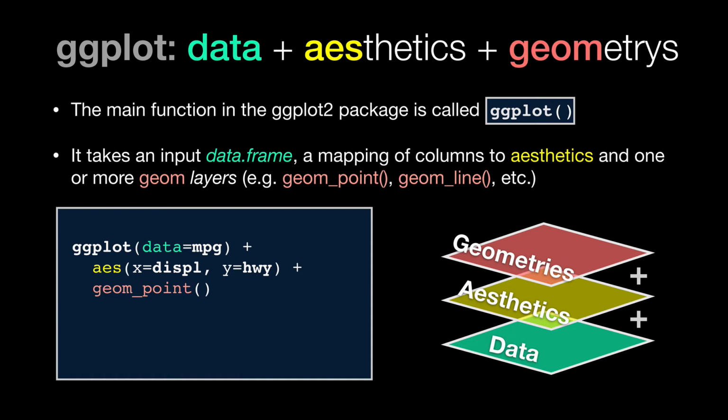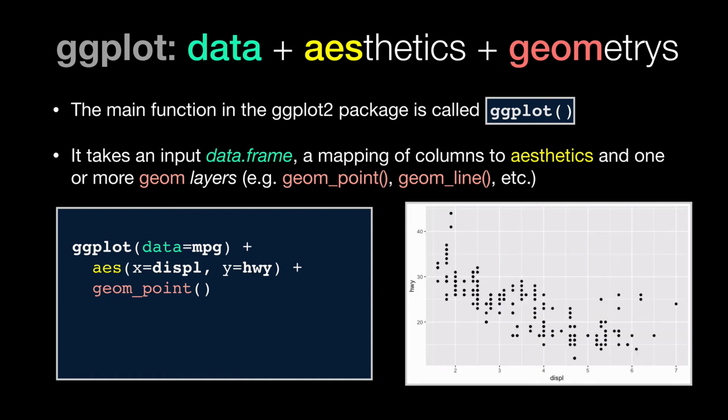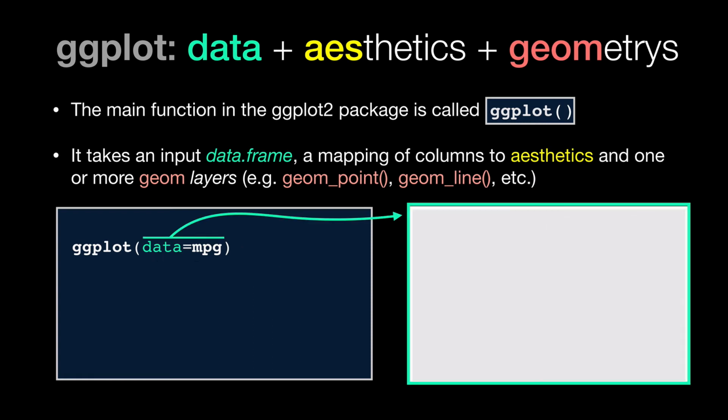And when we push return on our code, we'll get our output that appears here in the plots panel of RStudio, and we can see the x-axis down the bottom is mapped to displacement, the y-axis there along the side is mapped to that highway miles per gallon, and we've got these point geometries displayed here for our actual data. So let's look at each of these in turn here.